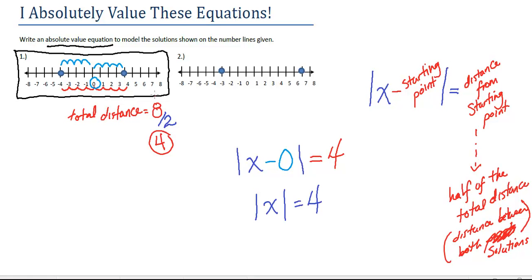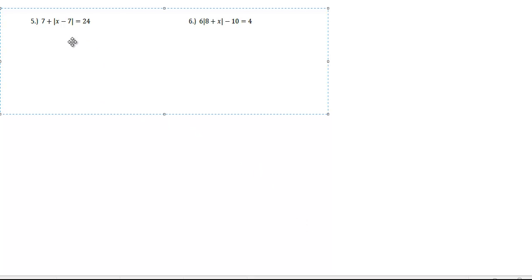All right, that's kind of how you would do number one. Number two, I want you to do that one on your own. This one requires a little bit more thought. This is just a basic example, and this one requires more thought because the starting point, I'll give you a hint, is not at zero. All right, so now let's work through a basic flurry of problems here.